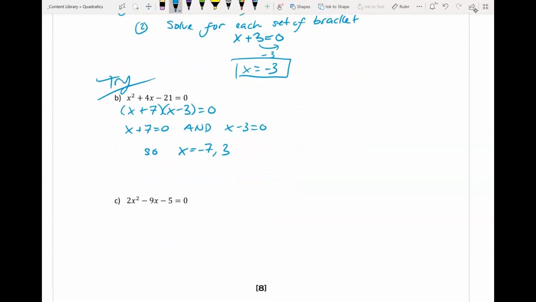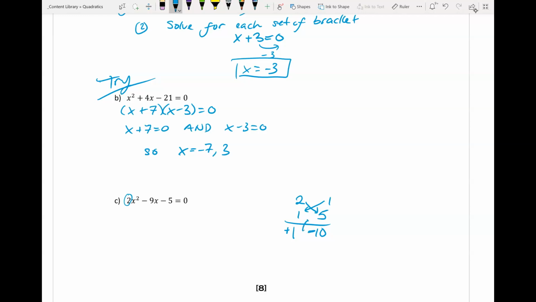For c, we're going to have to factor a little bit differently using the box method. So I'm going to look at factors of 2, which is only one set, it's 2 and 1. And factors of 5 is also just one set, which is 1 and 5. I'm going to place that down there. Then we're going to multiply them across. 2 times 5 is 10. 1 times 1 is 1. And I'm trying to recreate this negative 9 with these two numbers, and I can if I had a negative 10 and a positive 1.